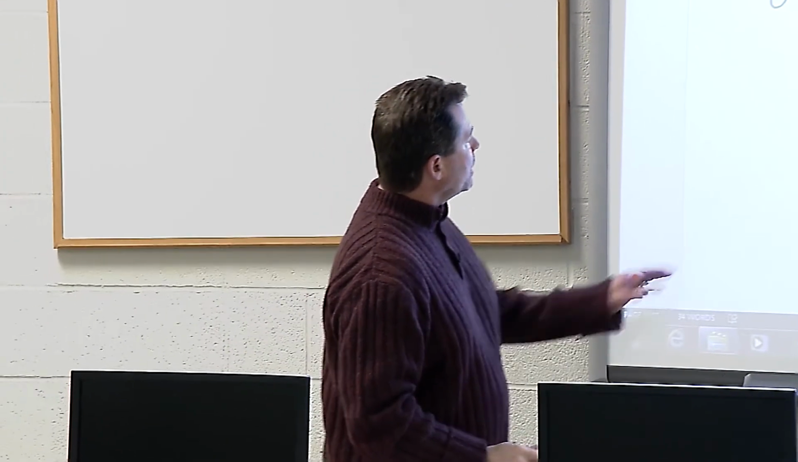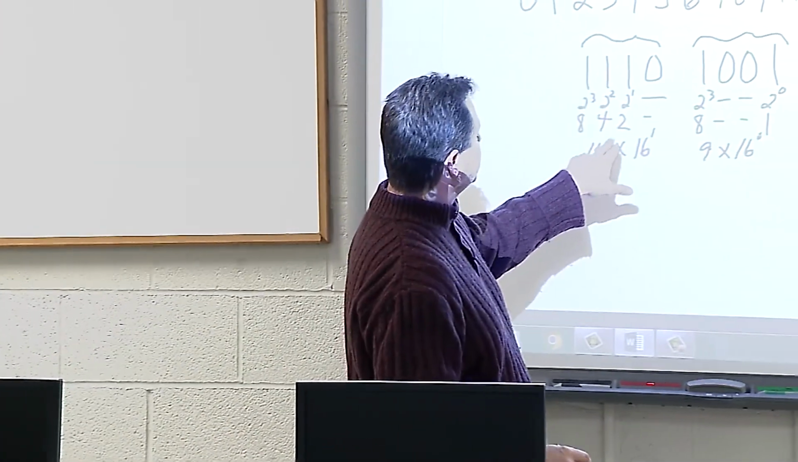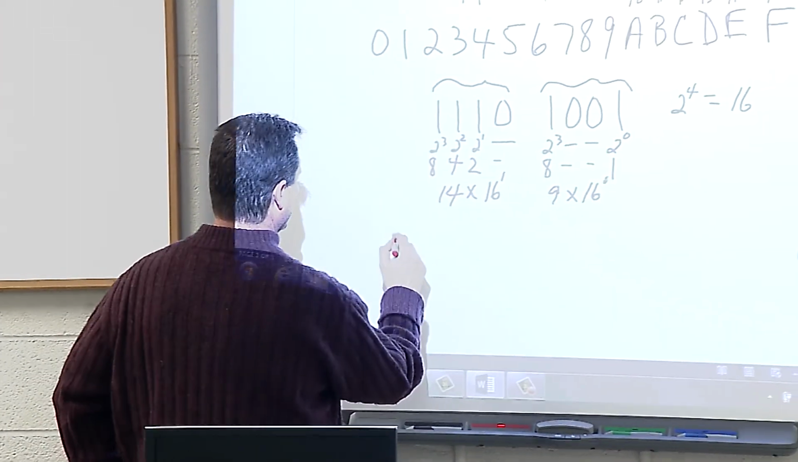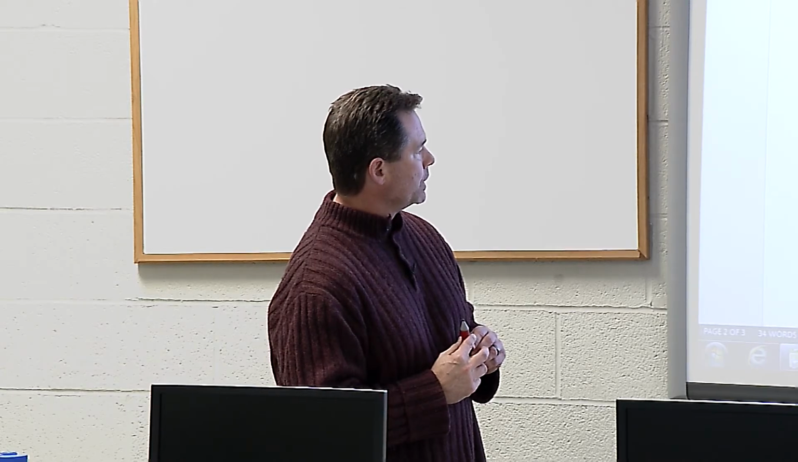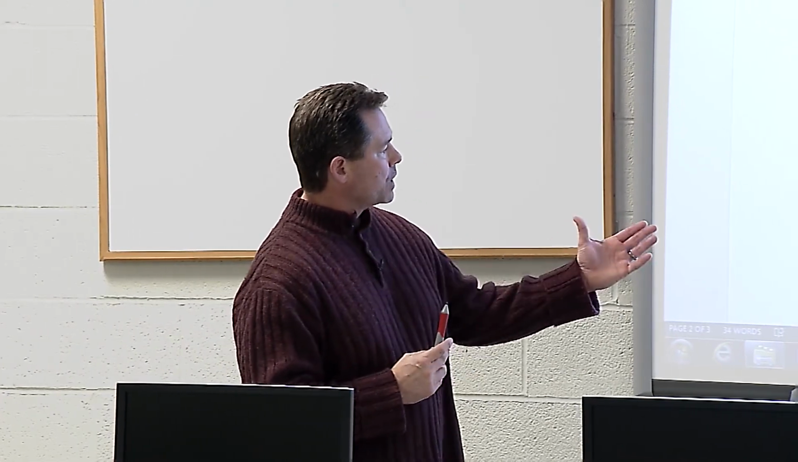All right, well, we notice that our 14 in hexadecimal is E times 16 to the 1, and 9 times 1, so that's just going to equal 9. And so our hexadecimal value is just E9. That's our hexadecimal value. So we've just converted that from binary into hexadecimal.